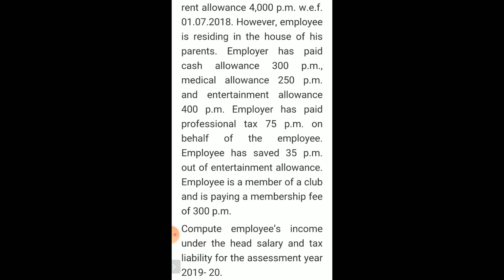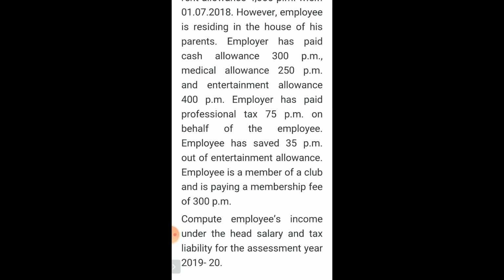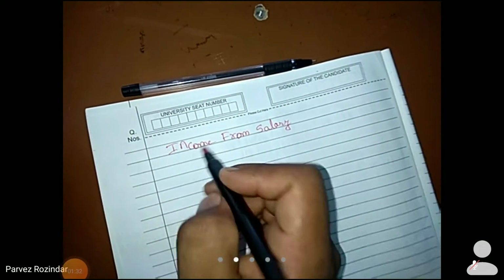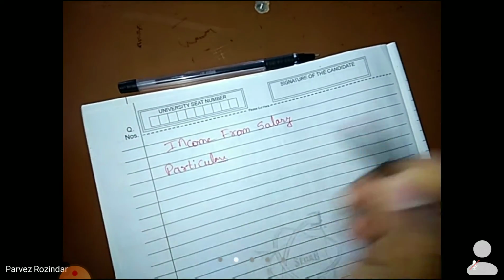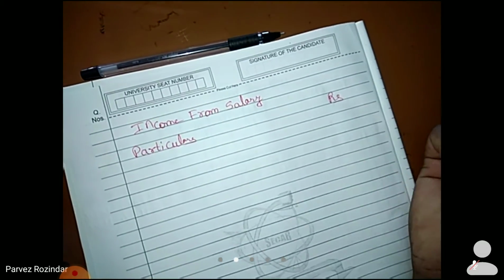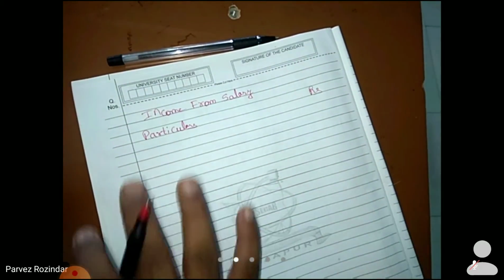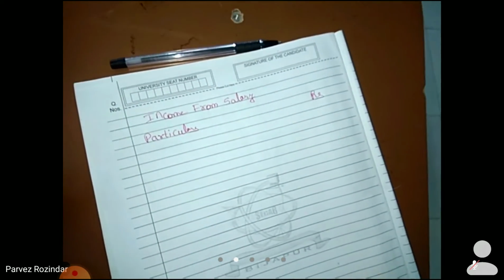Compute employee's income under the head salary and tax liability for the assessment year 2019-20. To solve this, we need to make two columns. First is particulars and second is rupees. Before solving this all, we need to solve certain working notes.